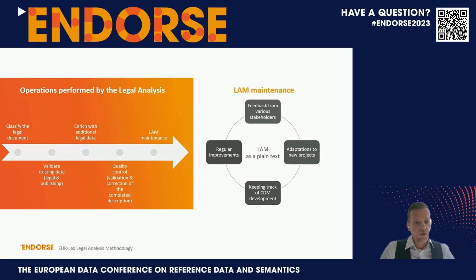Another step is quality control. It means verification of the completed description, what was already done. And another step in the whole process is LAM, legal analysis methodology maintenance. It means regular improvements that are motivated by the daily workflow, or they might be motivated by feedback from various stakeholders, institutions, or they might be motivated by new projects that are coming, or by developments of the common data model or our encoding schemes, name authority lists.